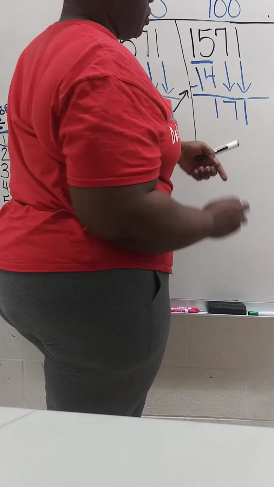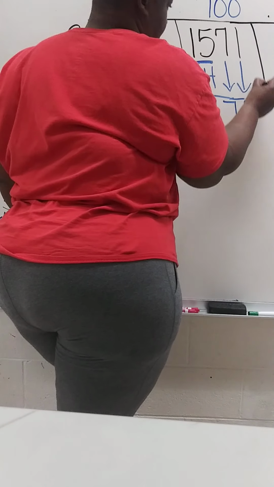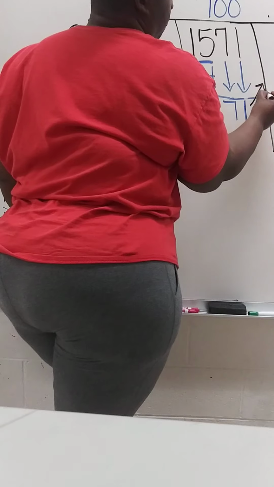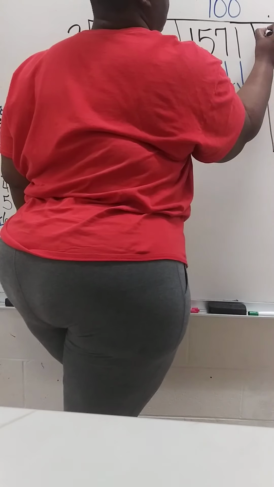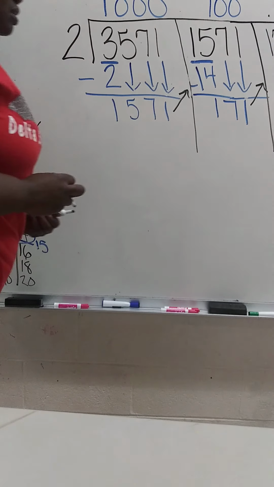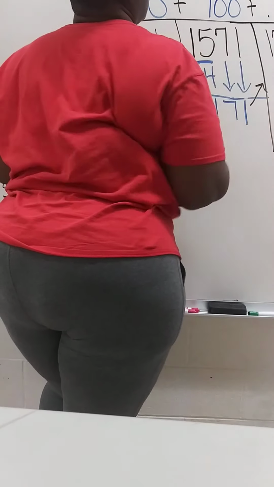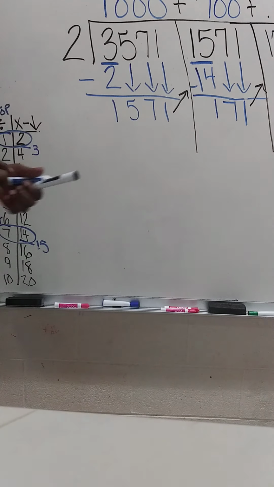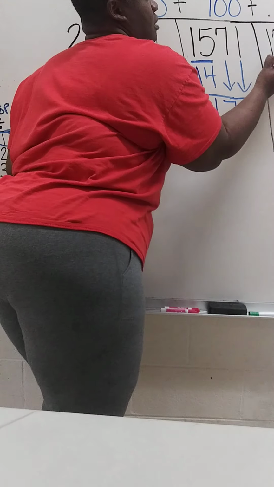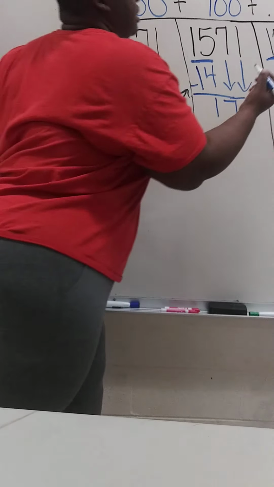Okay? So you need to make sure that you finish one step before you move on to the next one. So this is 171. And what are your steps? Underline the first digit. Can you use 1, yes or no? No. Why not? Because it's too small.